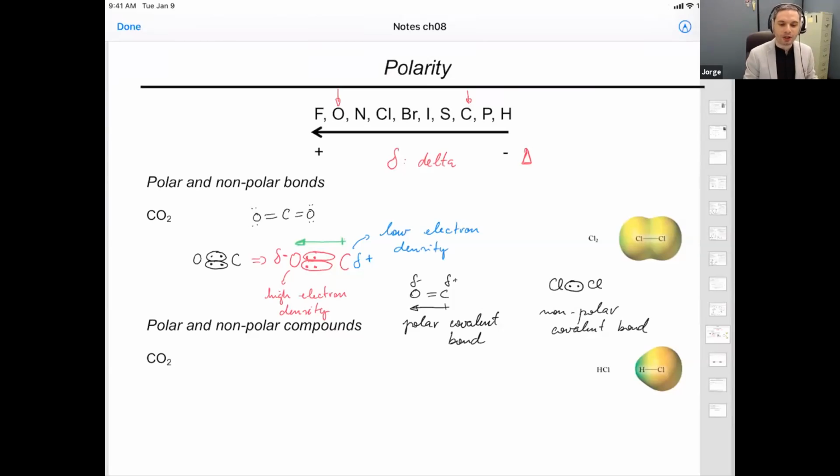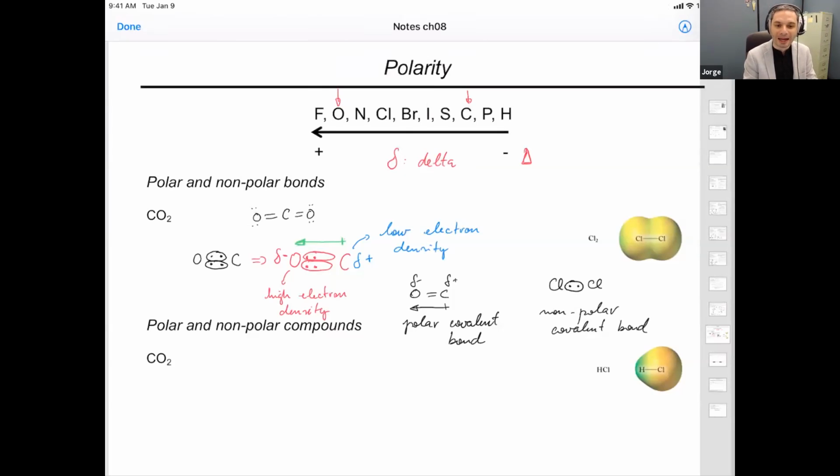Then I showed you how to represent the electron density. The element that has low electron density is going to be a delta plus, and the element with high electron density is going to be the delta minus. In this example here, we have the covalent bond between carbon and oxygen.